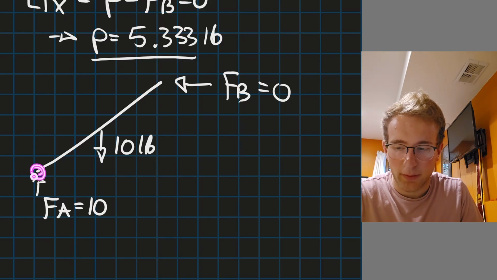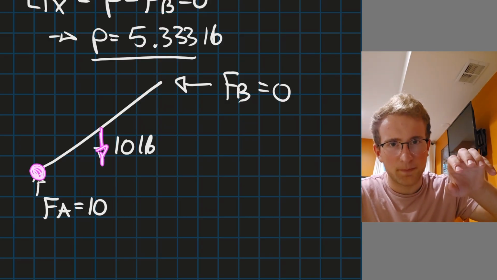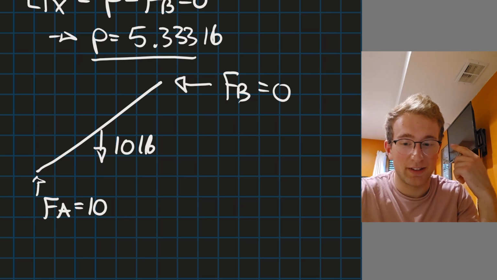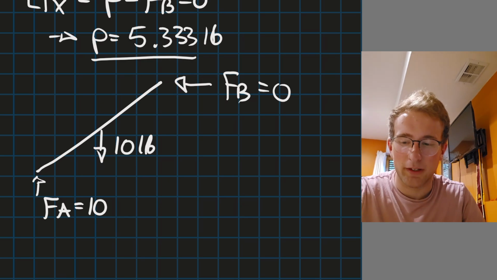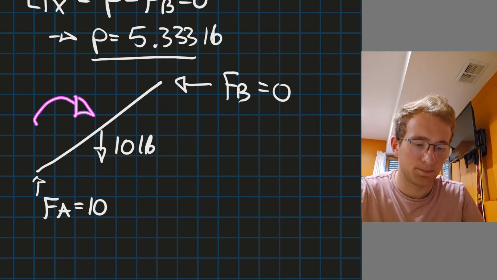If I take a moment about this point, this causes a clockwise moment, and there's nothing to counteract that. This force doesn't counteract it, because its magnitude is 0. So the ladder will rotate clockwise.